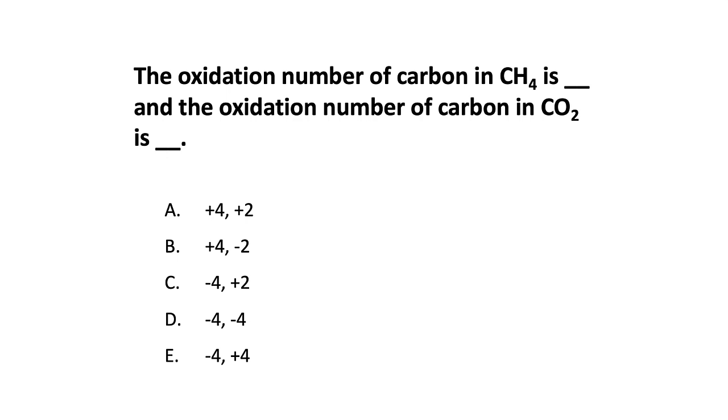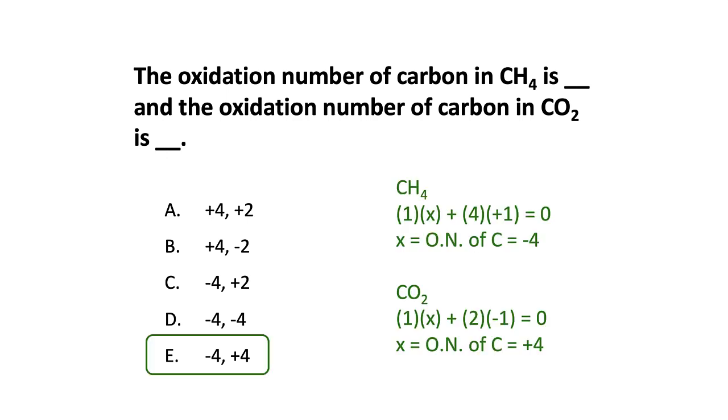All right, hopefully you were able to come to an answer here. The answer is -4 and +4. So we know that hydrogen likes to be +1. So in CH4, there's 4 of them. That means it contributes +4, and therefore the carbon must be -4. In CO2, oxygen likes to be -2, and there's 2 of them. So that's -4 from the oxygens, and therefore the carbon must be +4 in that case.